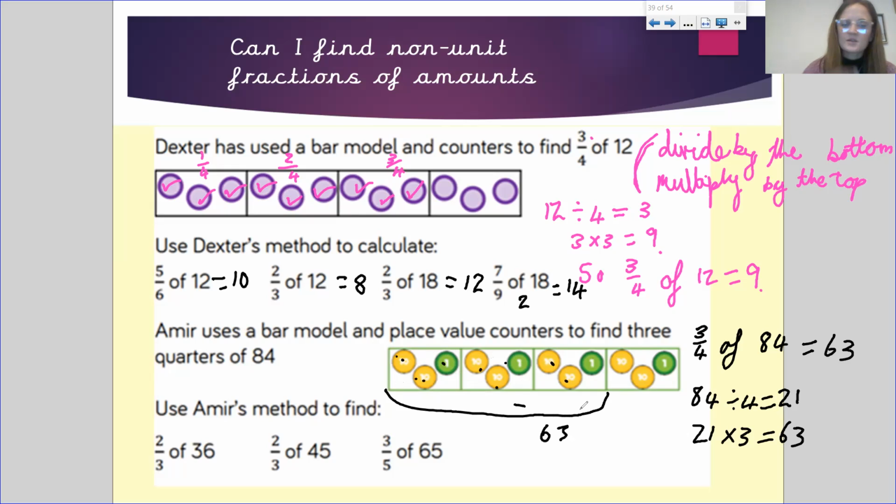So using Amir's method, can you answer the following? What is 2/3 of 36, 2/3 of 45, and I can't see the bottom bit. Let me just clear this. 2/5 of 65. So those are the questions you're answering. So pause the video now, answer those questions using Amir's model, and then we will go through the answers.